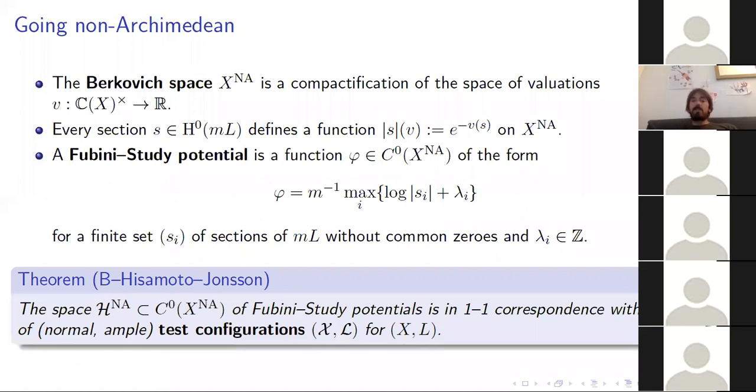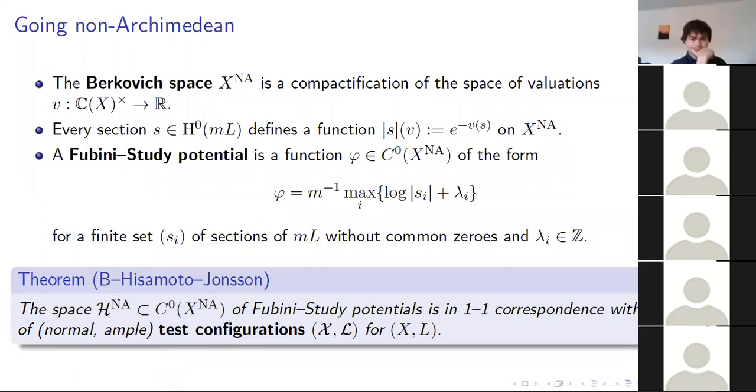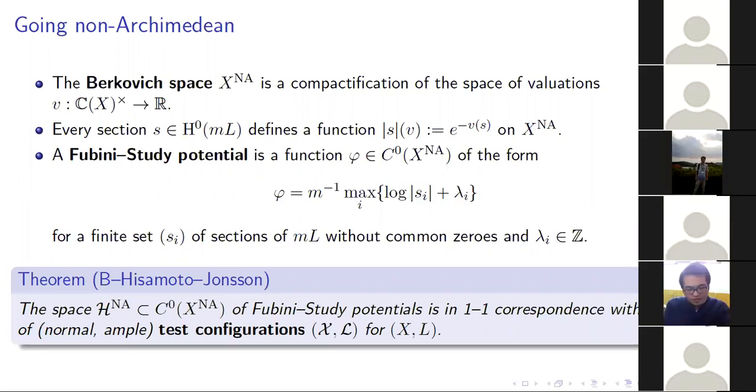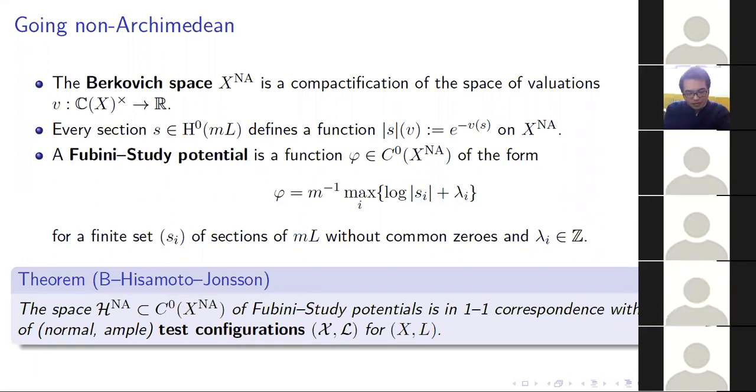So the role they play with respect to K-stability is that, as we proved in previous work with Hisamoto and Jonsson, the space H^NA of functions of this type, Fubini-Study potentials, is in fact in one-to-one correspondence with the set of test configurations for (X, L). So first of all, test configurations: I won't write down the full definition, but it's just a gadget that encodes a C-star equivariant degeneration of X.